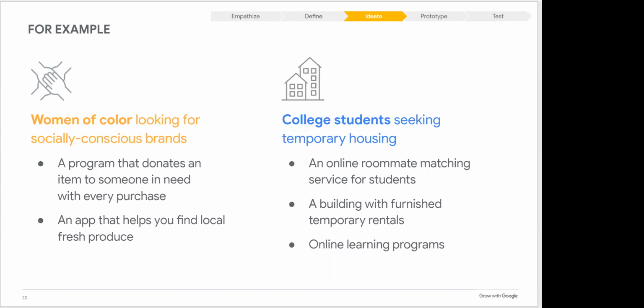Using the college students seeking temporary housing as an example, an idea could be creating an online roommate matching service for college students specifically. Or you can consider investing in a building and you can furnish and offer temporary rentals to your user group.